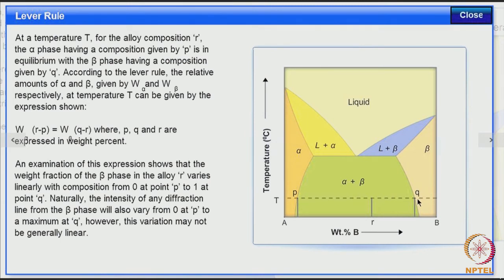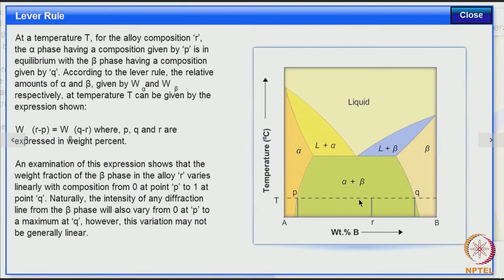So, we can simply write it down. W alpha into R minus P, I am sorry, for alpha is equal to W beta into Q minus R for beta. So, you see that W alpha (R minus P) is equal to W beta (Q minus R). So, how much will be the weight fraction of alpha by beta? It will be Q minus R divided by R minus P.